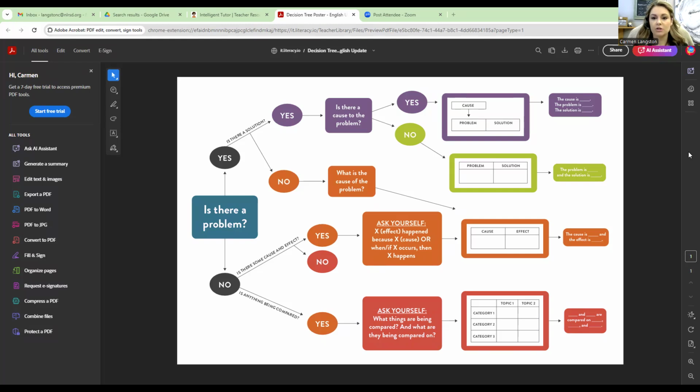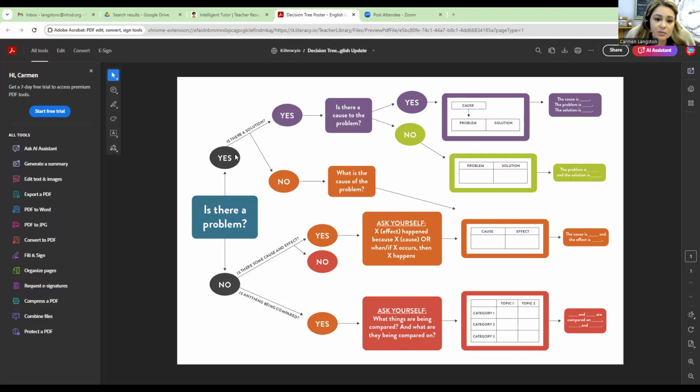So first things first, we have to ask ourselves, was there a problem in that story? So let's think about our story today. A problem is something that goes wrong. Was there a problem in this story today? Yes, there was. What was that problem? That Miss Nancy lost her memory.